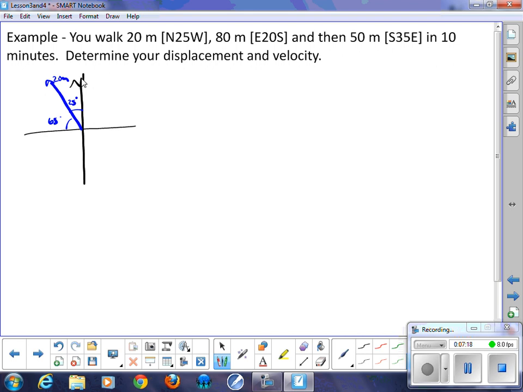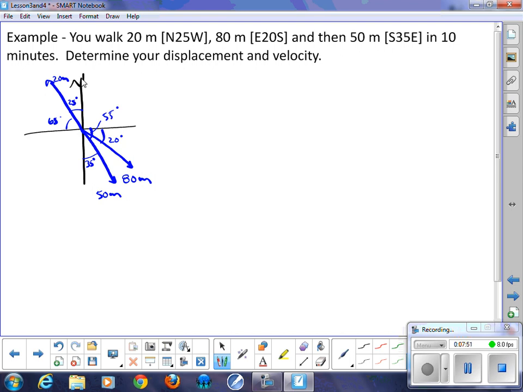80 meters east, 20 degrees south. So east, 20 degrees south. So here's the second vector. That angle's fine. I don't mind that one. And then we do a third direction here, 50 meters south, 35 east. So it's in here. It's an angle I don't want. So you take the 35 away, we get 55. And I gotta be careful I don't get them mixed up.